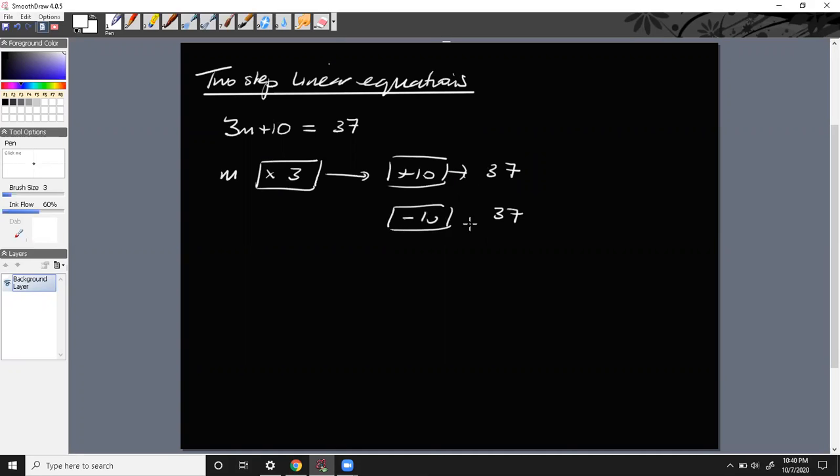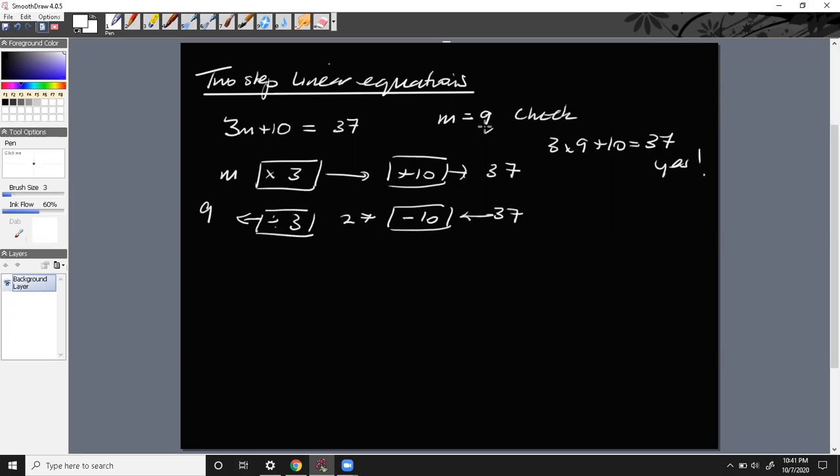So 37 minus 10 is 27. And then the inverse of multiplying by 3 is dividing by 3. So out has come 9. So your value for m is equal to 9. And check. 3 times 9 plus 10, is it equal to 37? Yes. So this solution is true.